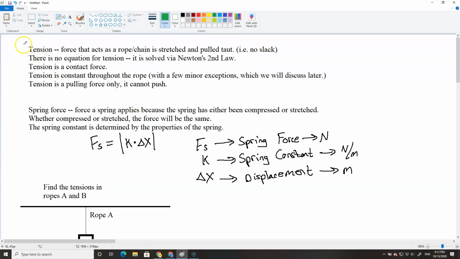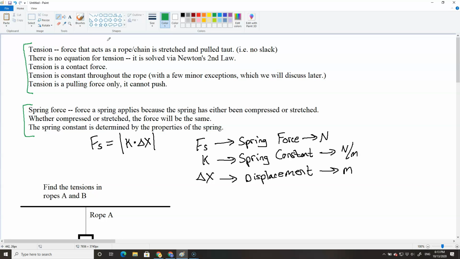For this instructional video, I'm going to go over two forces, tension and spring. The tension force is a force that is caused by either a rope or a chain being stretched and pulled taut. It is a contact force. It literally has to touch the two objects on either end.